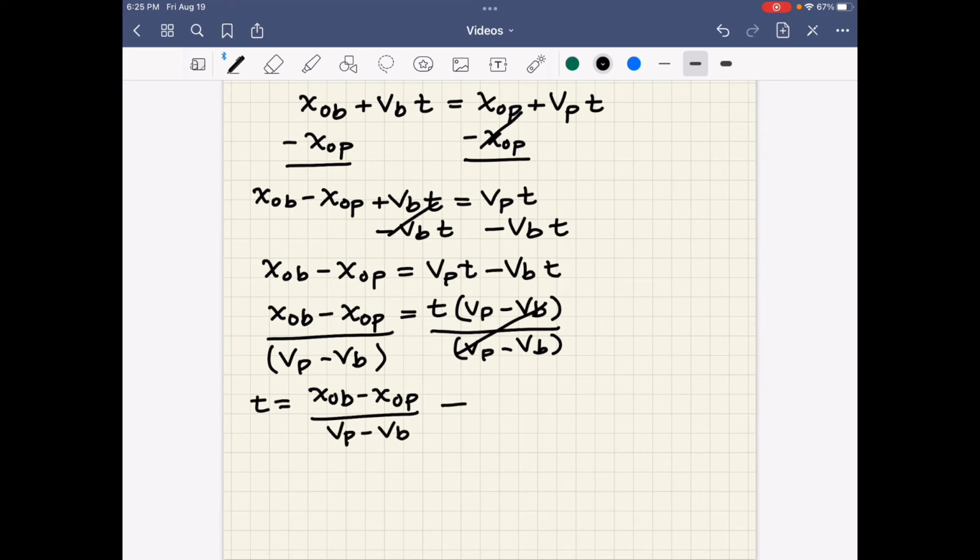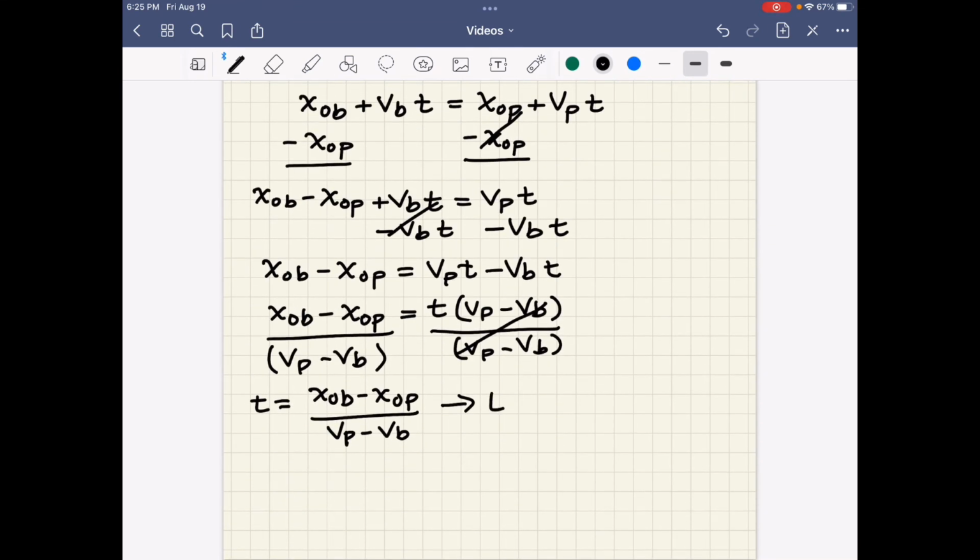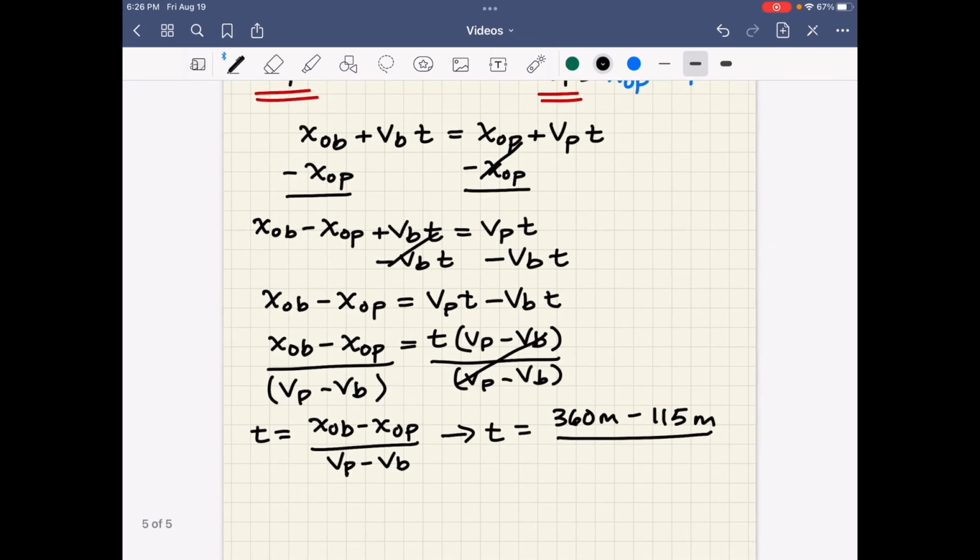Let's substitute. That should give us a time. We have all that information. Time is equal to x naught boat, that is 360 meters, minus x naught police, 115 meters, divided by police velocity, that is 23 meters per second, minus 20 meters per second. Let's see what that is. Let's use decimals again.